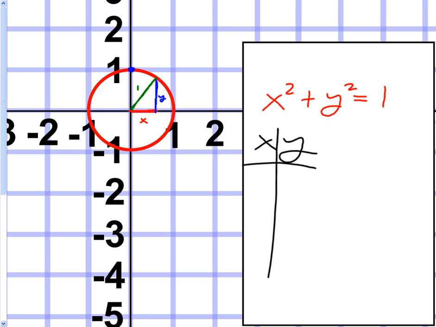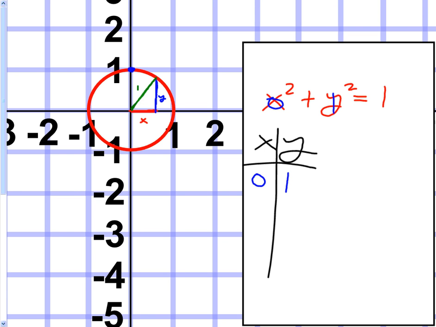0, 1 is right there. It's on the circle, right? So it should work, right? So let's put in 0, 1. Everybody right now plug in 0, 1 into that equation. It's probably easy enough you can just do it in your head, right? I stick in a 0 and a 1. Do you see that it would work?